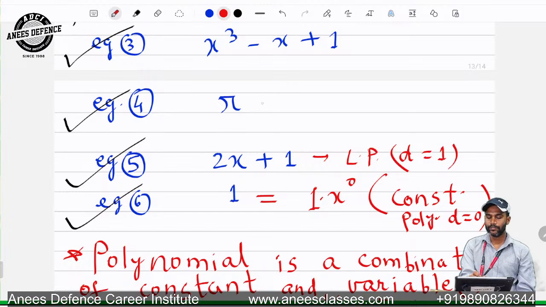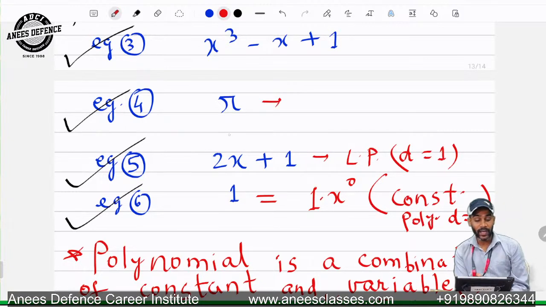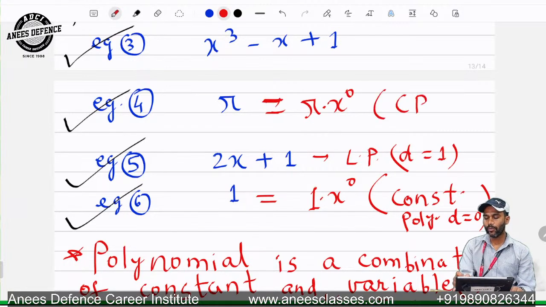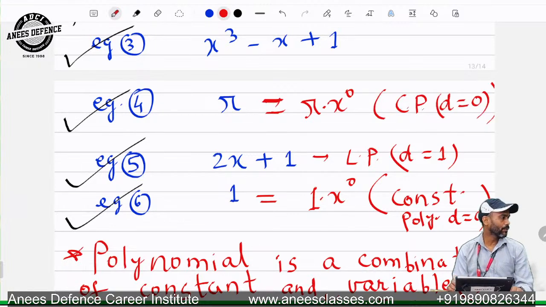Now, next one. Pi. Pi and 1 both are the same. Now, if you see, pi is not a whole number, but I have not talked about constants. Constant can be anything. Yes or no? Yes, sir. Okay. So here I can write pi is equal to pi into x to the power 0. Yes or no? Yes, sir. So again, it is nothing but a constant polynomial with degree 0. CP means constant polynomial.